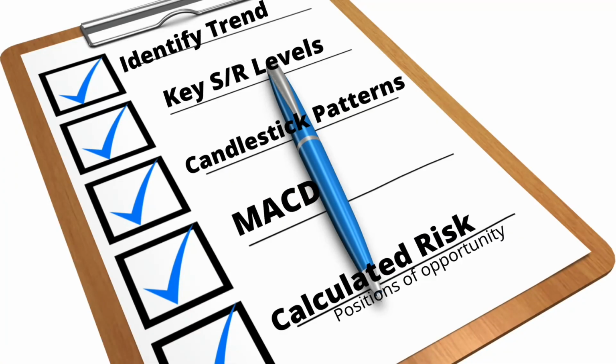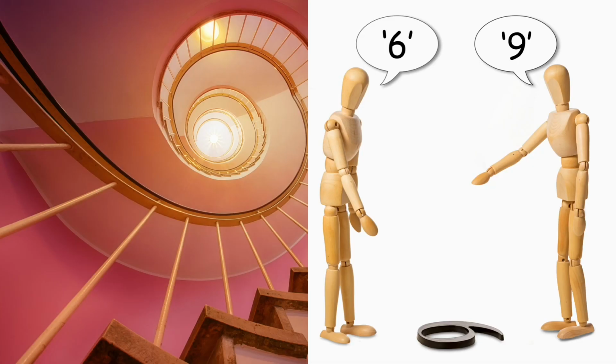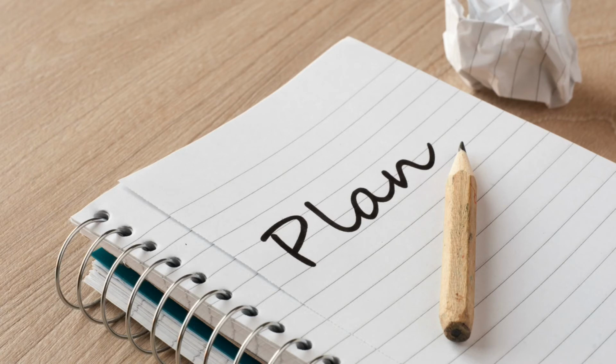So I identify the trend. I make sure I identify key support and resistance levels and important candlestick patterns. I like to put the MACD on there so that I can make sure I'm following the trend. And I make sure I take calculated risk, because everything is about perspective when it comes to trading. That's why I like to trade on higher time frames, because the shorter time frames give me a shorter term perspective. Another main thing is making sure you have a trading plan.